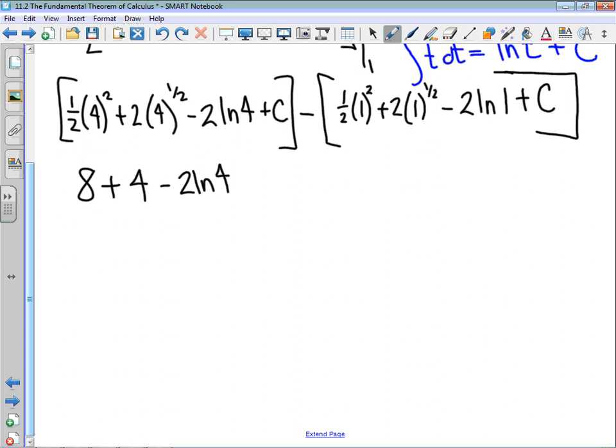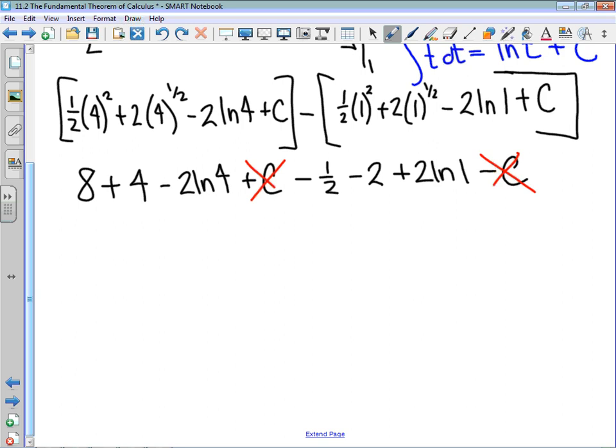Then I'm going to subtract 1/2. I'm going to subtract 2. I'm going to add 2 ln 1, and I'm going to subtract c. So just like in previous questions, we see that the c cancels. This is one that a lot of students, maybe they're not comfortable with logarithms. What's the logarithm of 1? The logarithm of any base of 1 is always equal to 0.